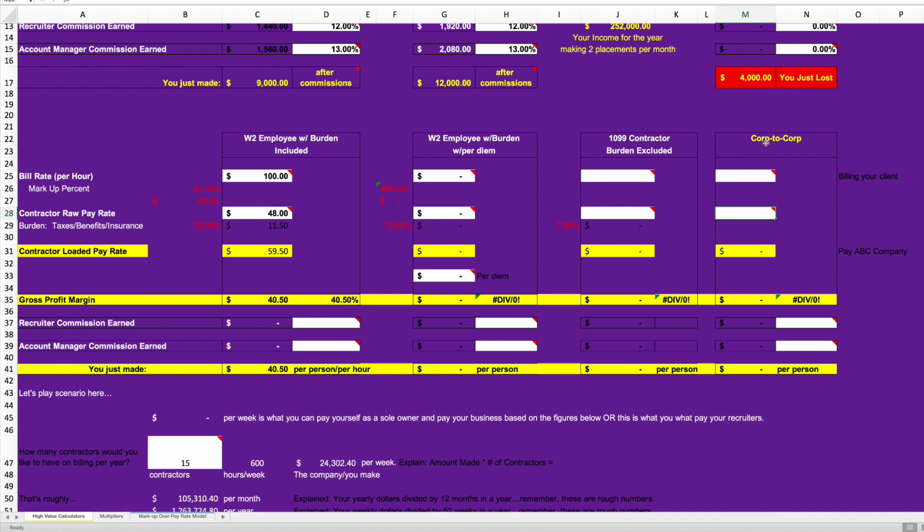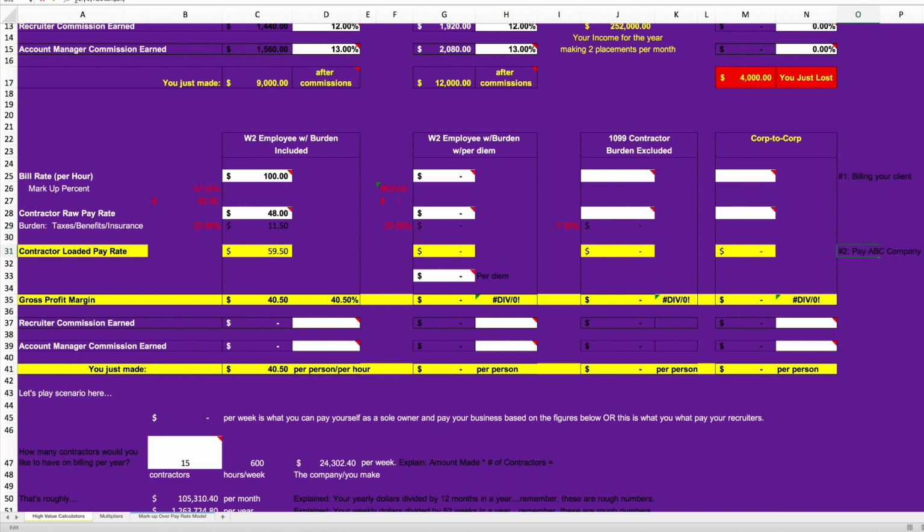Corp to corp has four parties involved. The client is party number one. The company that you're working with is party number two.